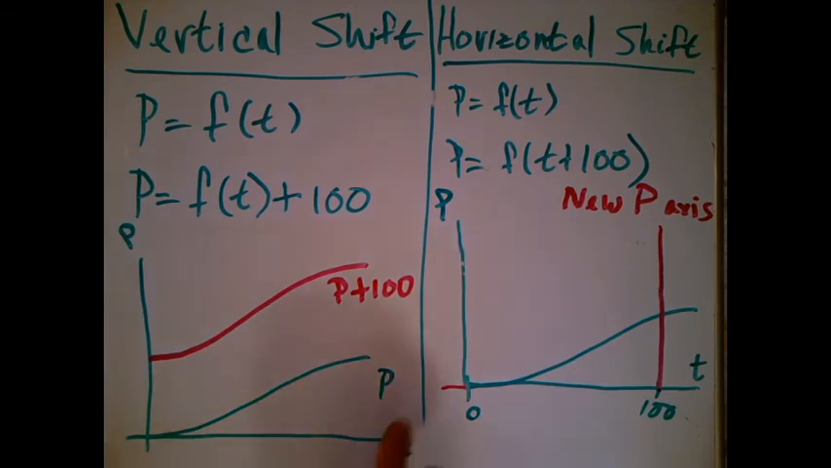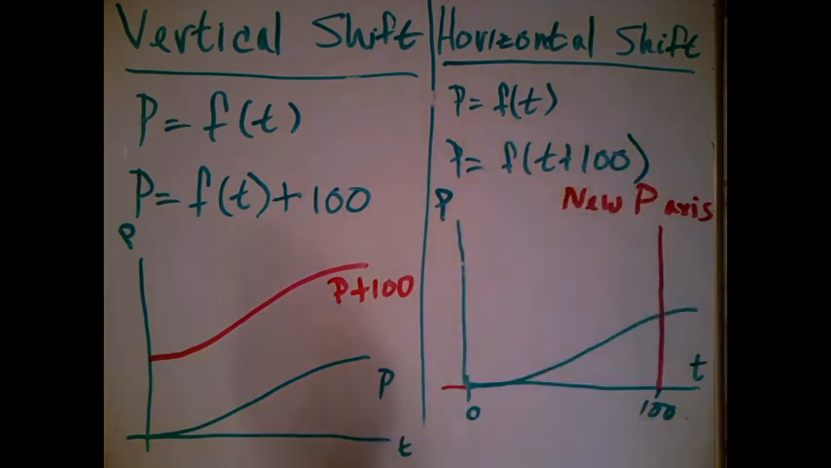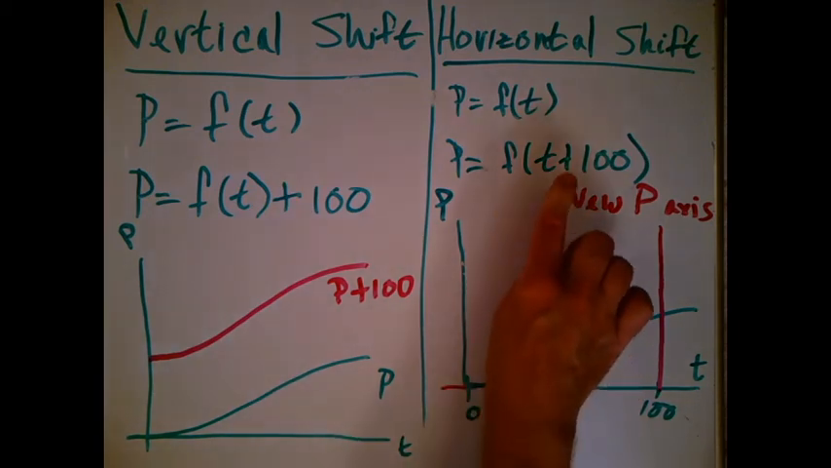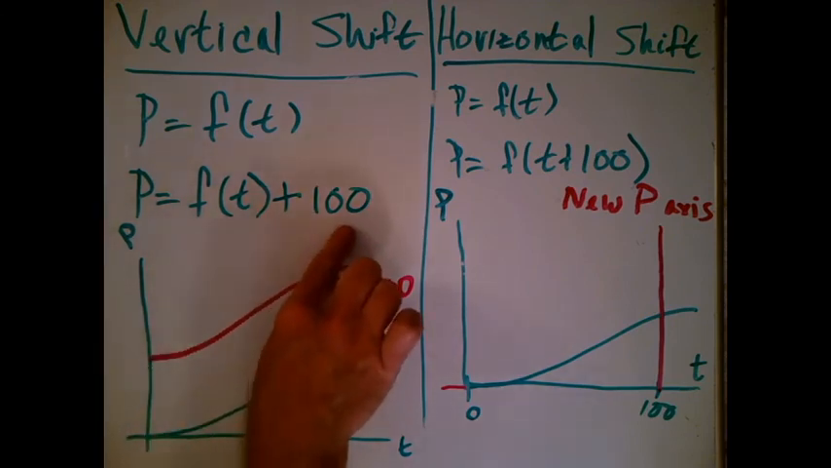What I did was I left the graph alone, I picked up the t-axis, and I walked it 100 to the right. It actually feels correct that way, and it makes it work, but it also explains why there's such a difference. With horizontal shifts, you're doing stuff to the axis and leaving the graph alone. With vertical shifts, you're leaving the axis alone and doing stuff to the graph.